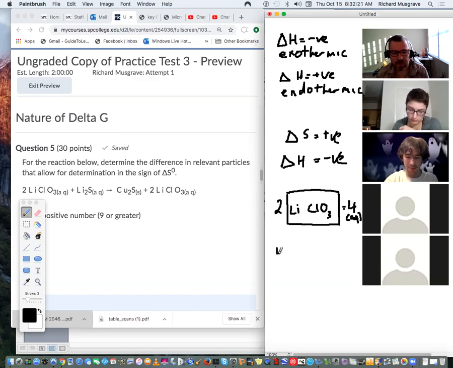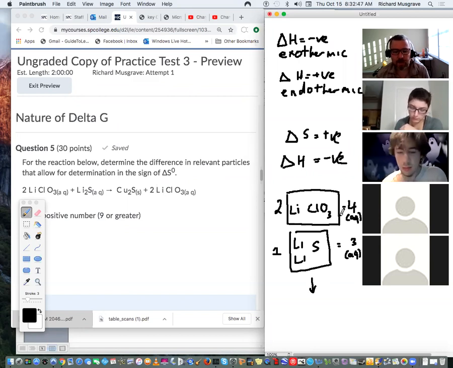Then we've got the Li2S, and there's only one of those. And that's going to be 3 aqueous ions right there. I'm going to stop here for a second. Does anybody have any questions about the ions here?